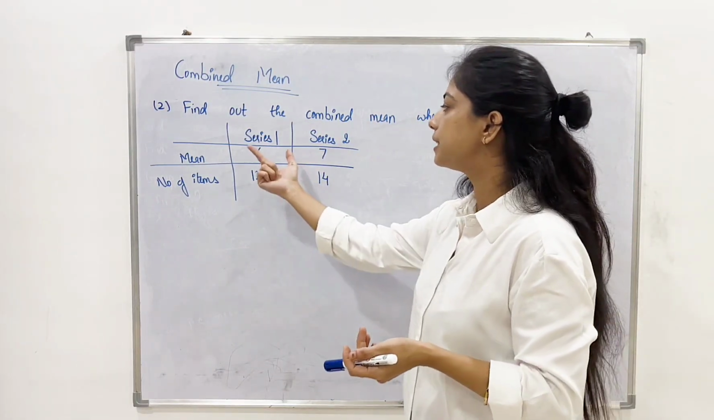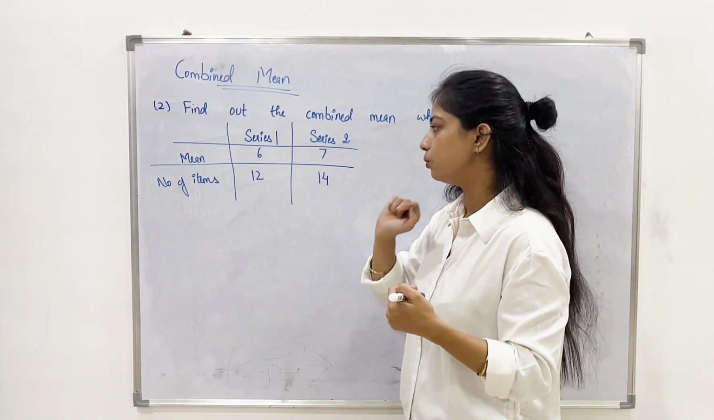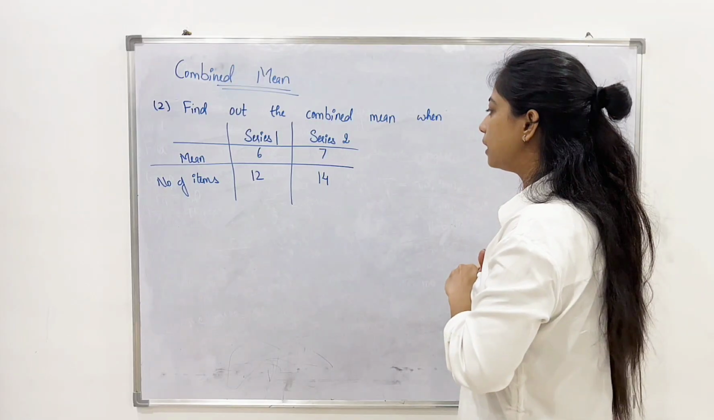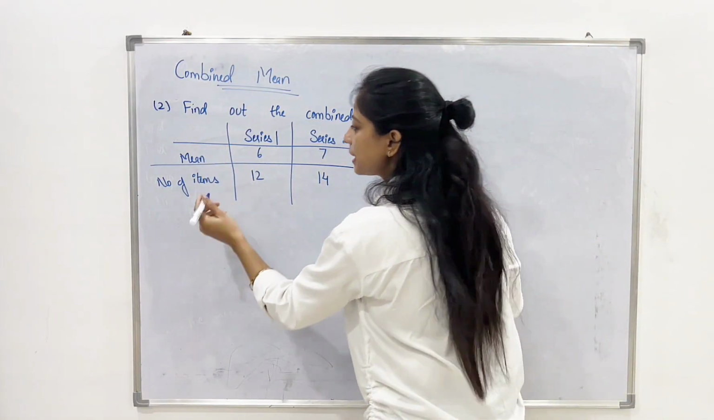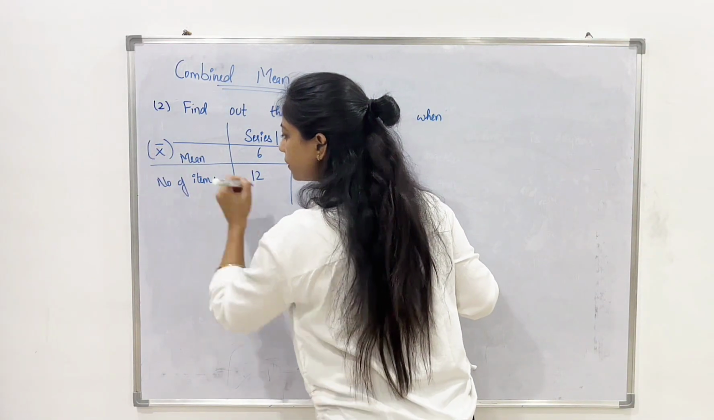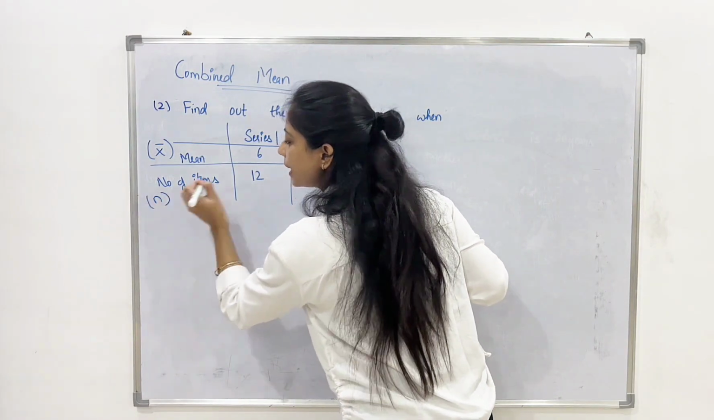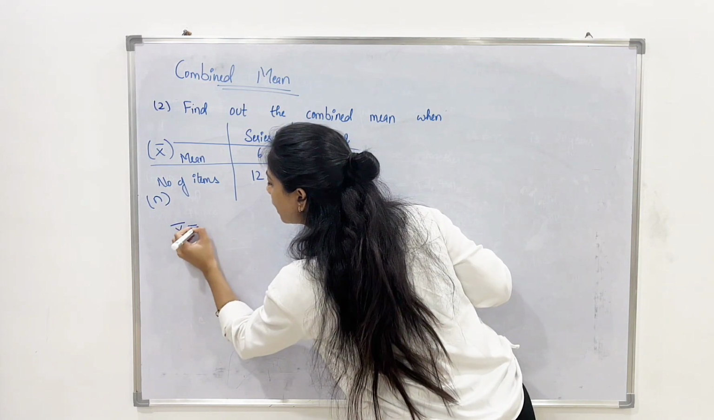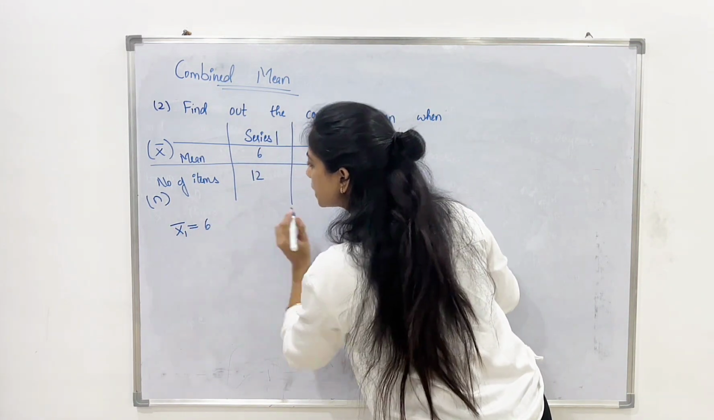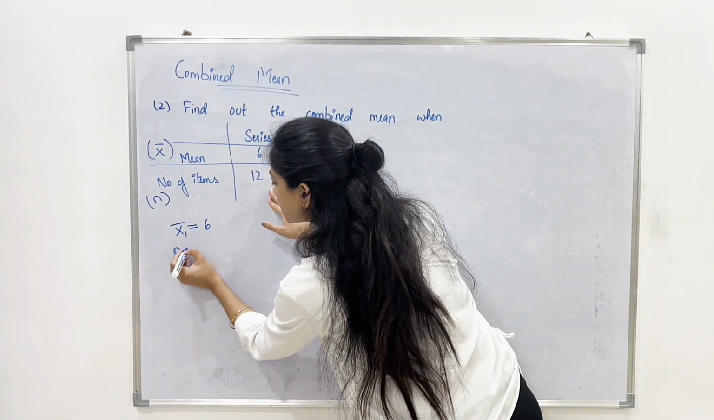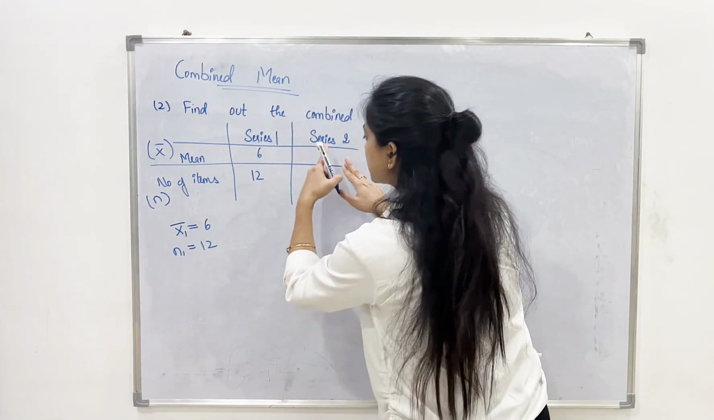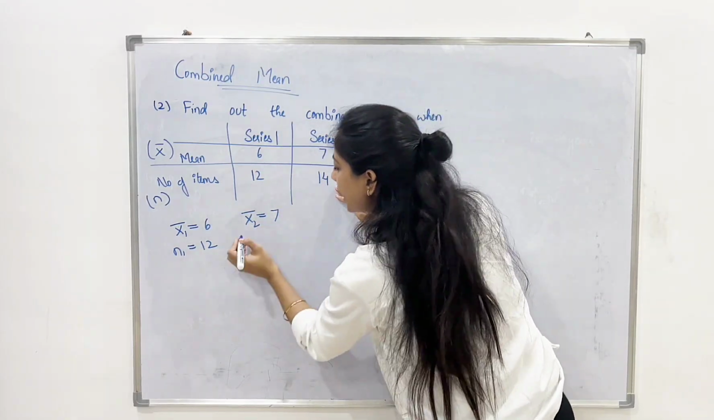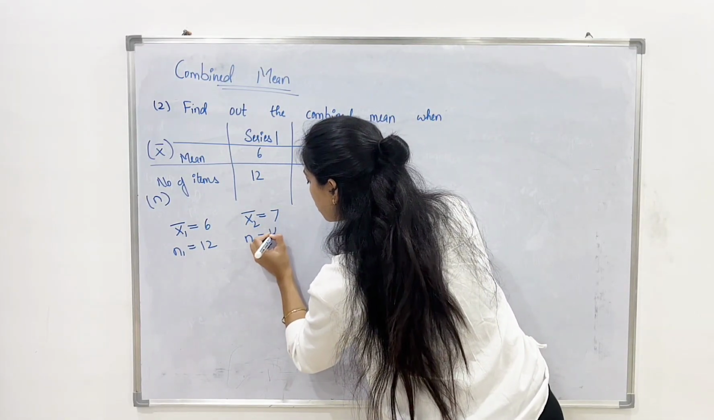So here clearly we can see there are two sets of series, series 1 and series 2. Mean is provided and number of items are provided. So by this data, we can tell that mean is nothing but your x bar, which is given, and number of items is nothing but n values. So we will break them down and write it as x1 bar, since it is for series 1, it is 6, and n1, since it is for series 1, it is 12. Similarly, x bar 2 for series 2 is 7, and n2 for second series is 40.